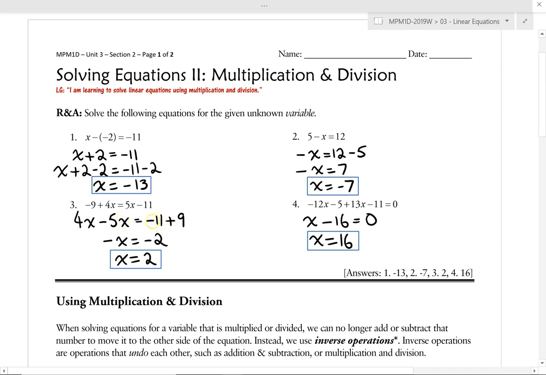And so then we're ready to collect like terms. So we end up with 4 minus 5, so negative x, and on the right we get negative 11 plus 9, which is negative 2. Switch the signs and that gives us x equals 2.